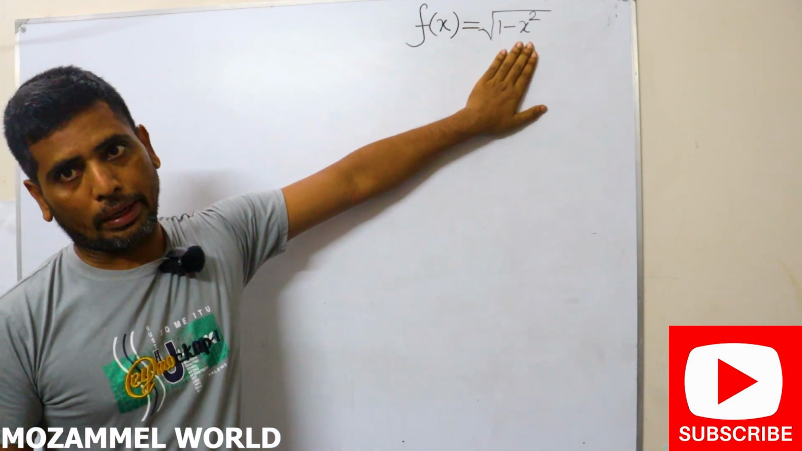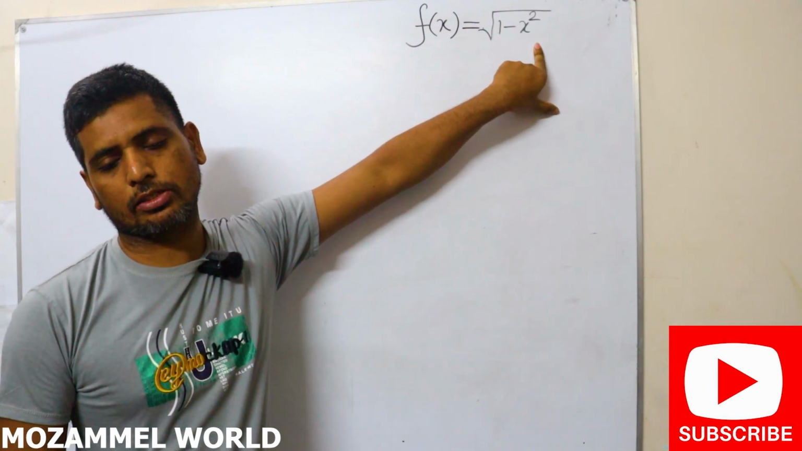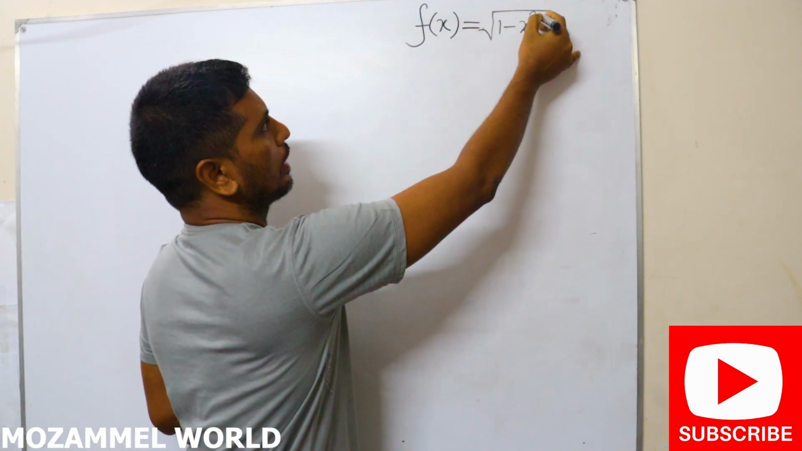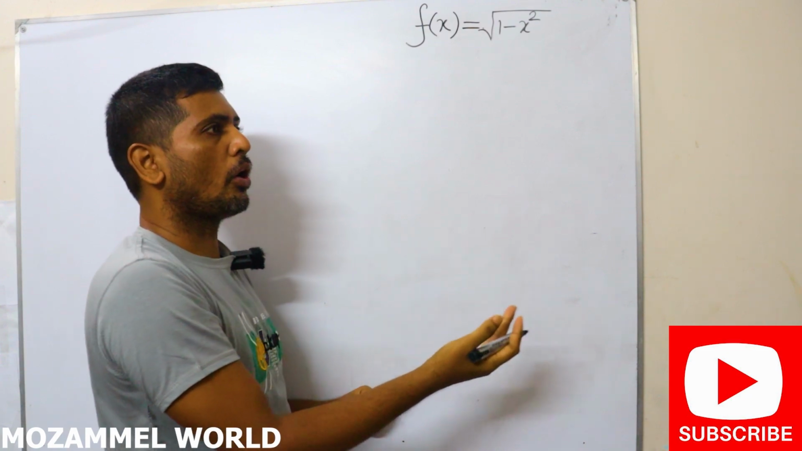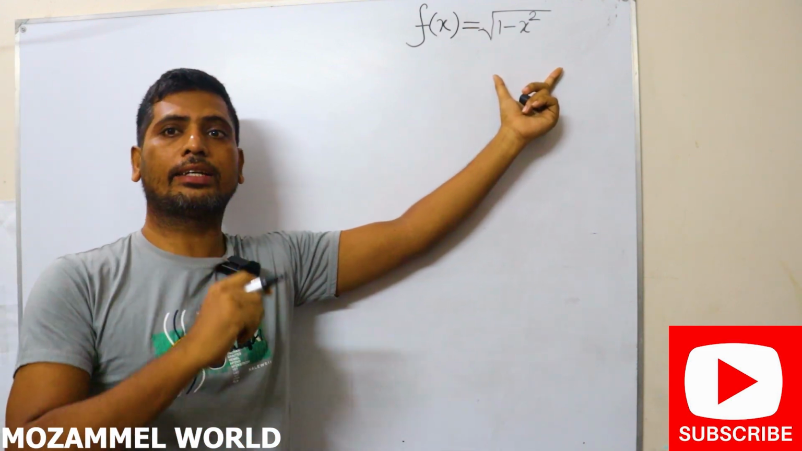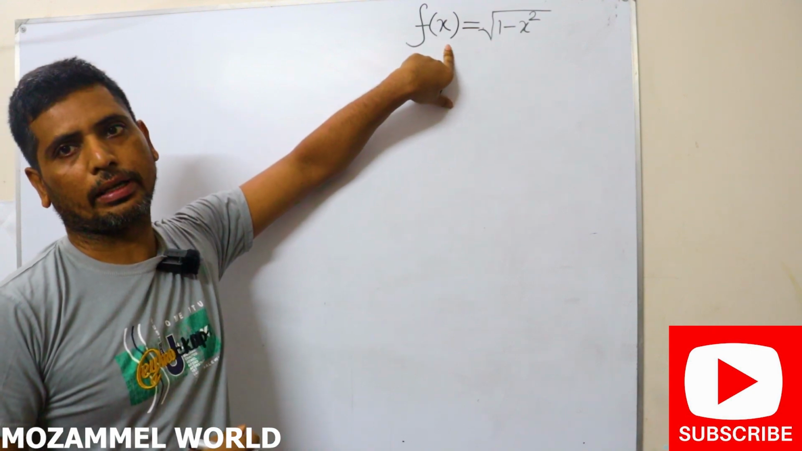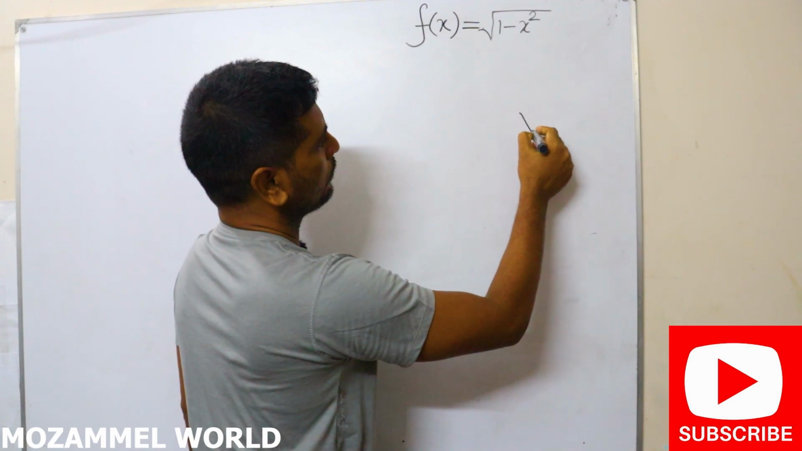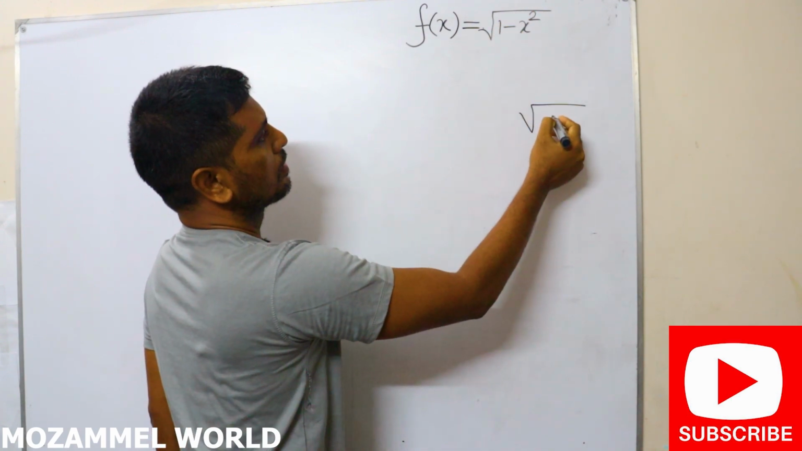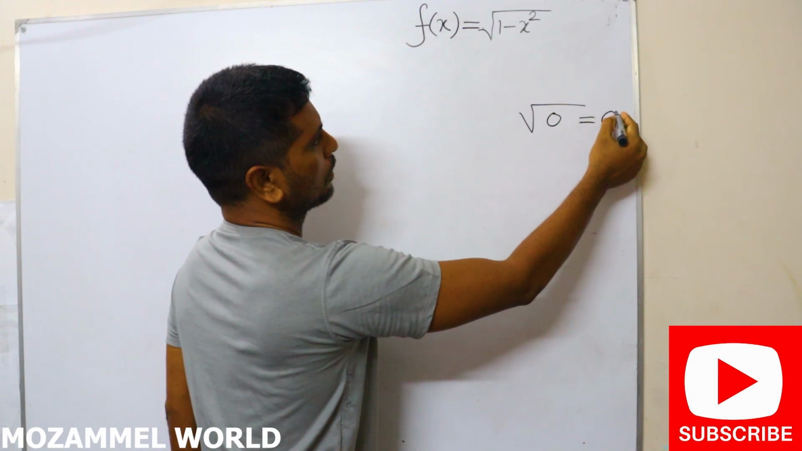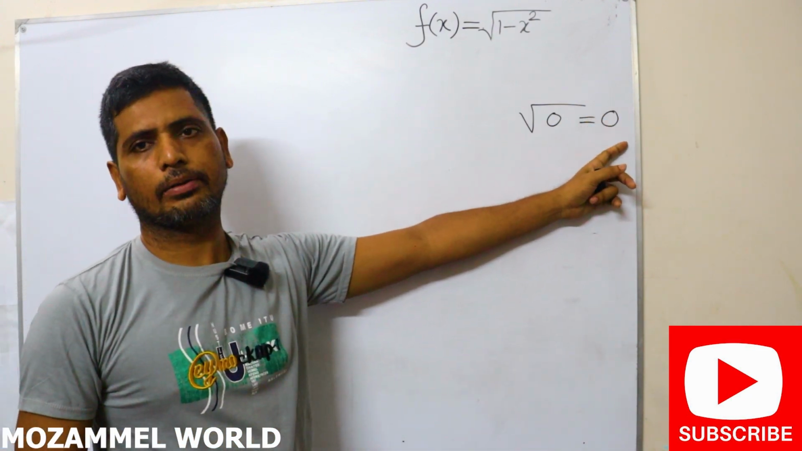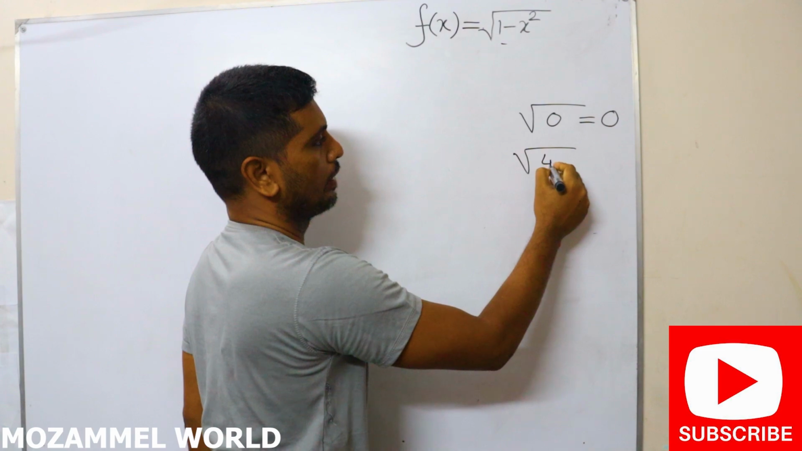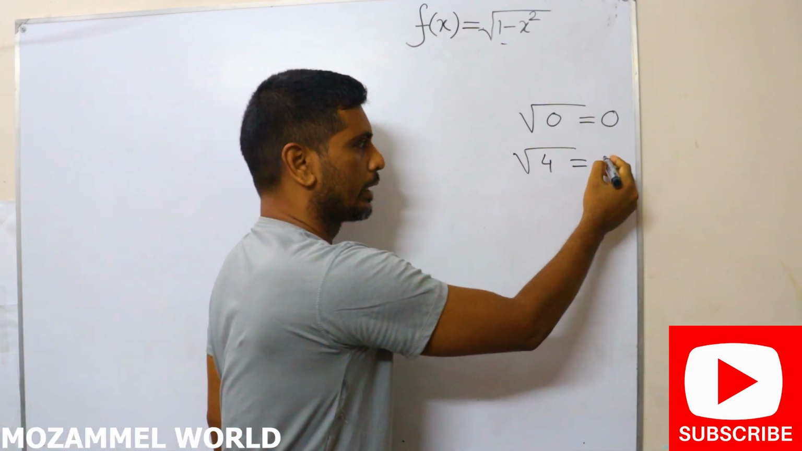Inside the square root, there is 1 minus x square. If this value that is inside the square root is 0 or greater than 0, only that time we will get the real values of f of x, otherwise not. I am showing you. Suppose this value is 0. That time we will get 0, and 0 is a real value of f of x. If this value is any positive number, suppose 4, that time we will get real values.